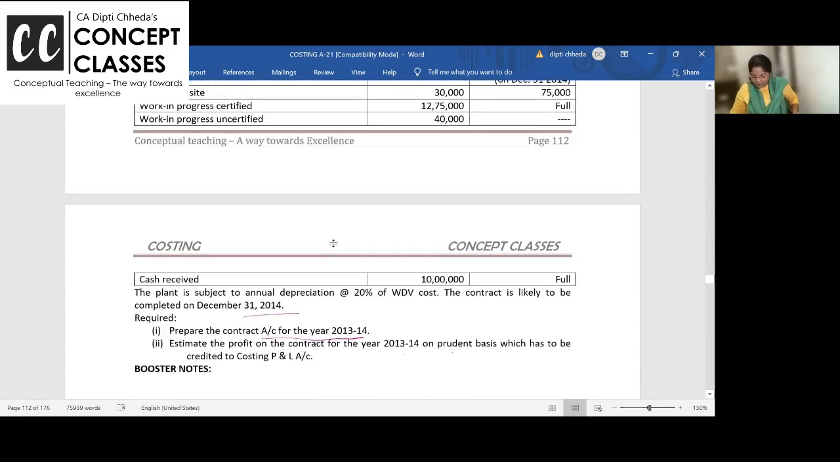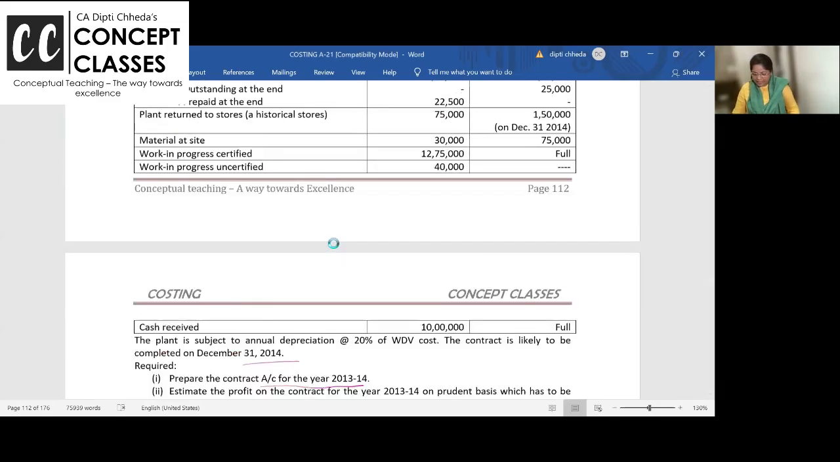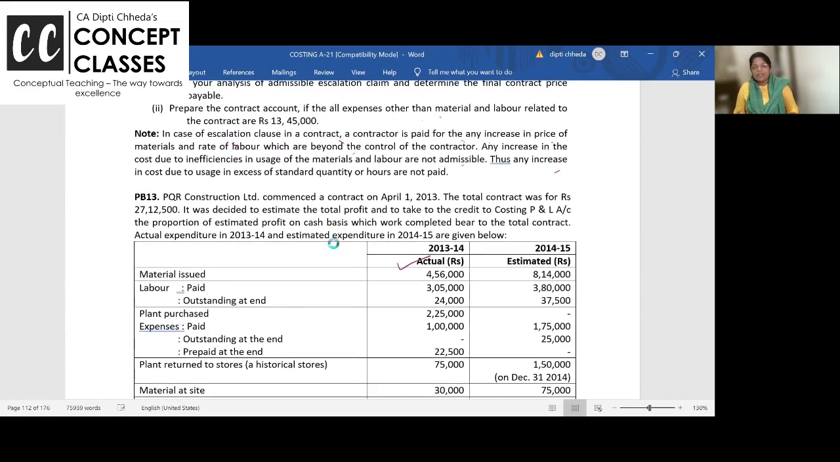Chalo. Shall we start? Can I skip? Again and again coming here, you all are having problem.